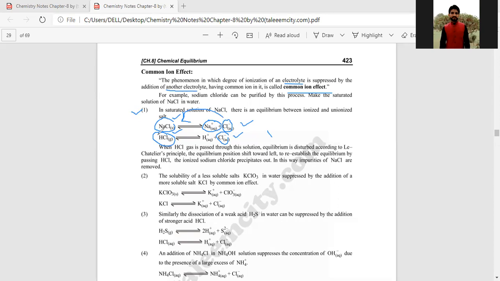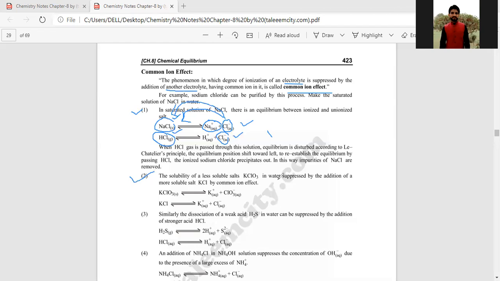So we are going to produce common ions. Due to that common ion, the equilibrium will be disturbed, and due to the disturbance the equilibrium will shift towards the opposite side. If the equilibrium is disturbed, you can see here the reaction is moving backward towards the reactant. The common ion is chloride here. See this another example, you will understand this better.